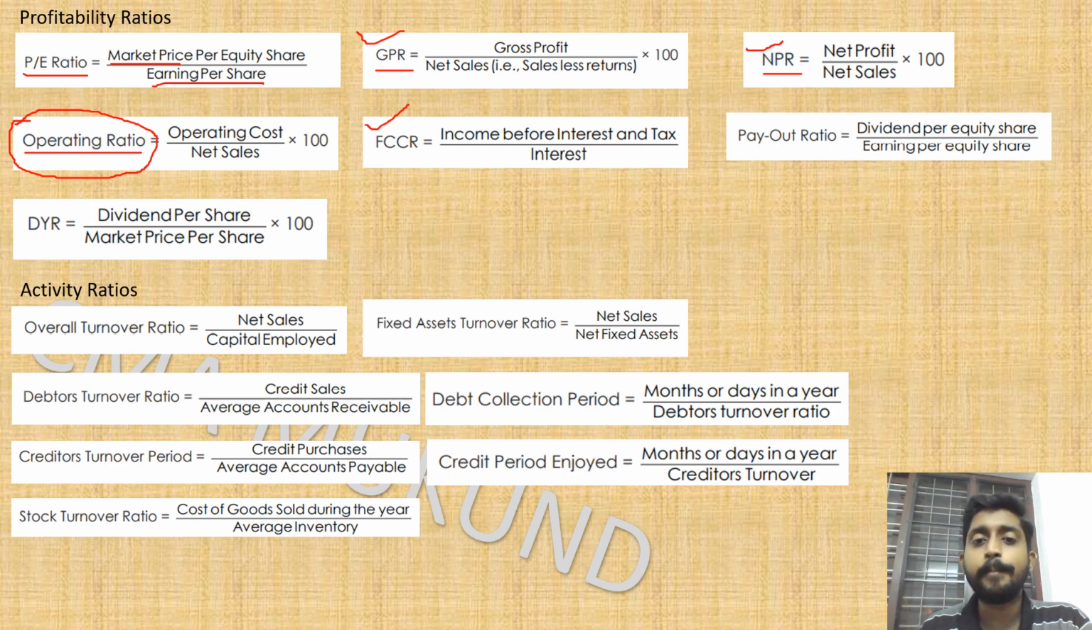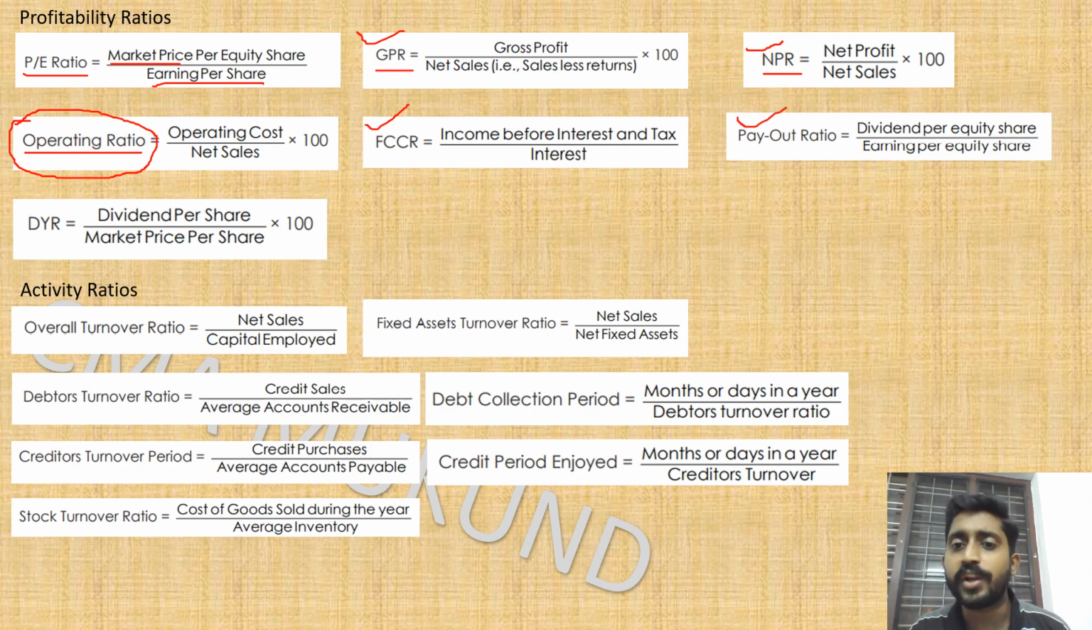For example, income before interest and tax is 1 lakh and interest is 10,000. 1 lakh divided by 10,000 is 10 times. Okay, this company is having 10 times the income, so he will have the ability to pay the interest. So I can top up or give more loan to him, or my existing loan he has the capacity to repay. There is no risk for me to get the interest from this particular company. That is called FCCR.